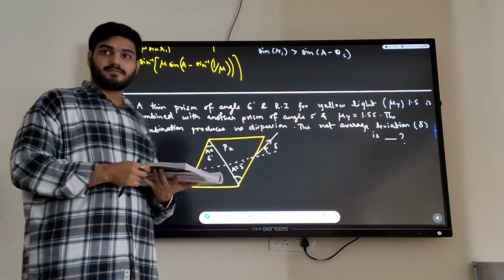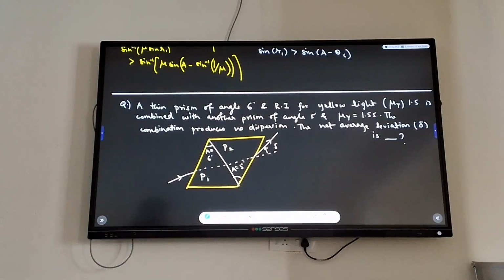Attempt the question. I will start with the discussion on 107. It's a direct question. Direct formula question.